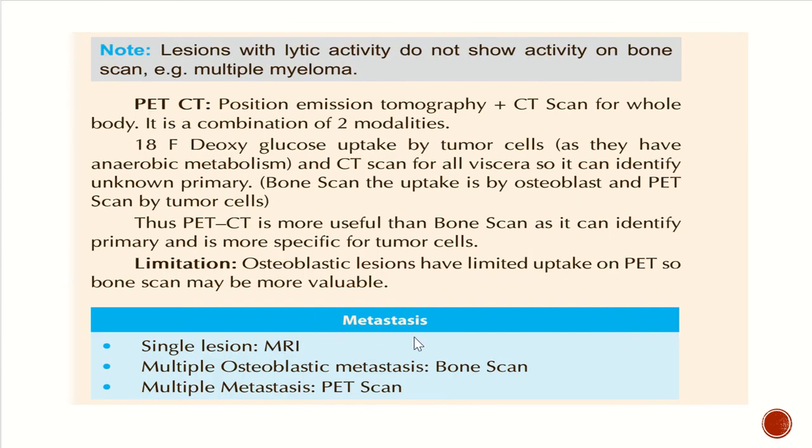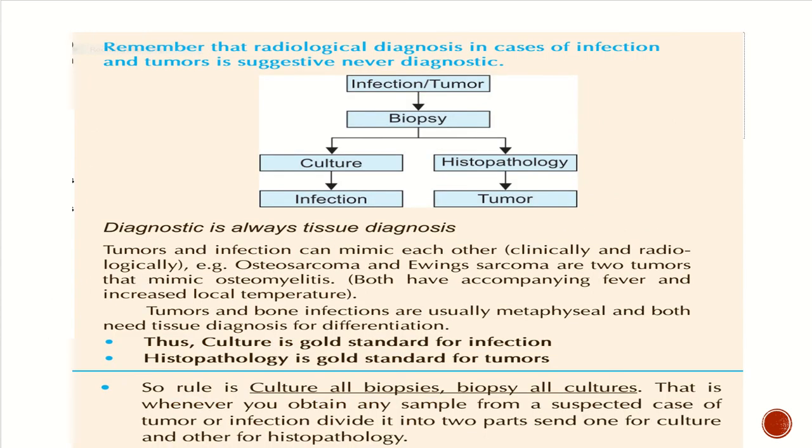For metastasis, for a single lesion we can use MRI, and for multiple osteoblastic metastases we use bone scan. Multiple metastases can be found by PET scan. And the most important thing is that radiological diagnosis in cases of infection and tumors is suggestive, never diagnostic. Diagnostic is always tissue diagnosis.